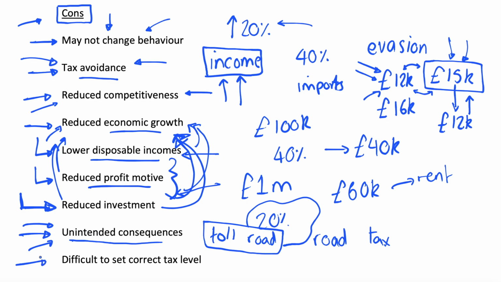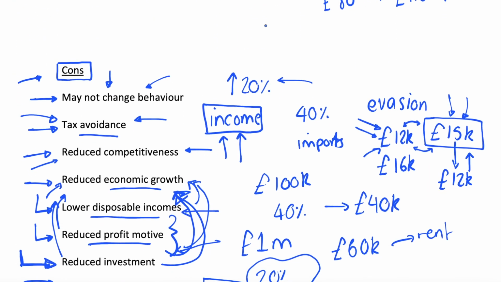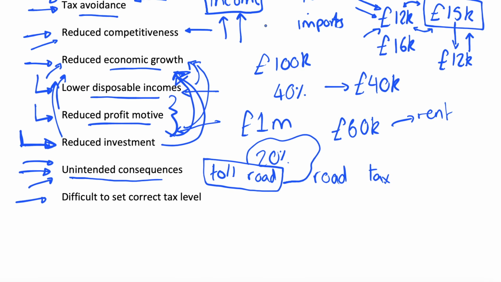The final one is that it's difficult to set the correct tax level. And again, we can go back to our pros and cons of taxation, that we want to change people's behaviour, we want to reduce negative externalities, we want to redistribute income. But in fact, we may have some sort of goal in mind, and we may say, you know what, we want to redistribute income by a certain amount, or we want to change behaviour, we want to reduce the use of petrol by 30%. Well, if we want to reduce the use of petrol by 30%, how much do we need to tax petrol?